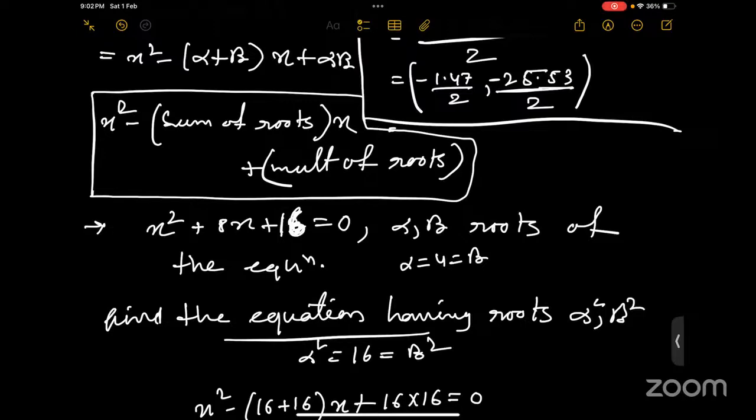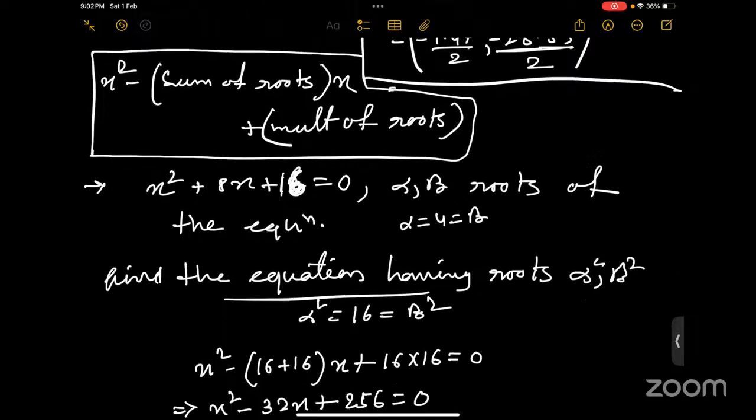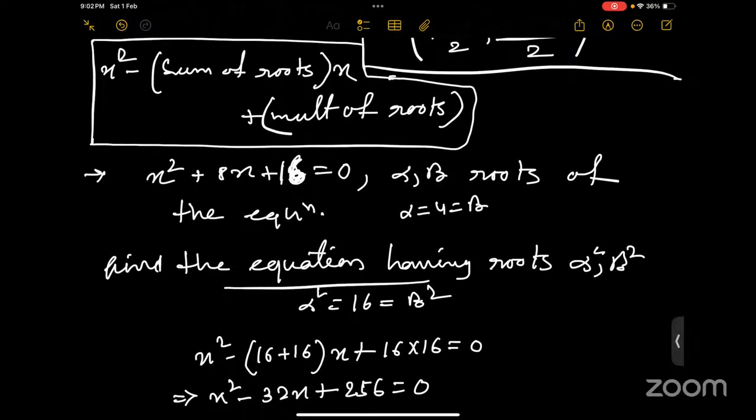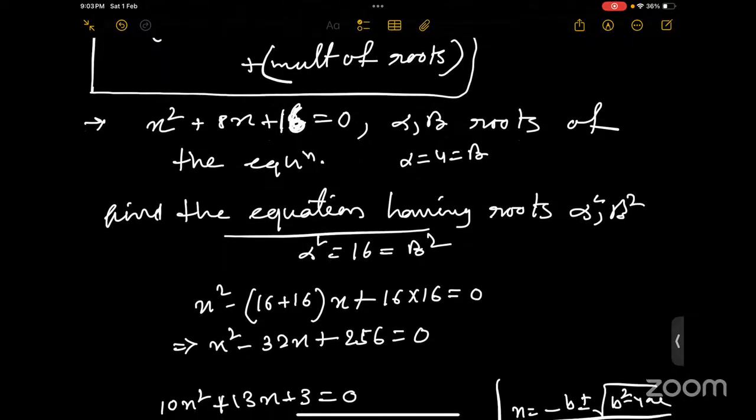Ma'am, how do we know the root is 16 and the roots are the same? Okay, for example, the question is like you have the equation x square plus 8x plus 16 equals 0 and alpha, beta are the roots of the equation. So first you have to calculate the roots of the equation, that means the values of alpha and beta, right? You can compute the root from this equation, which is 4. Using the FOIL method you can do it.